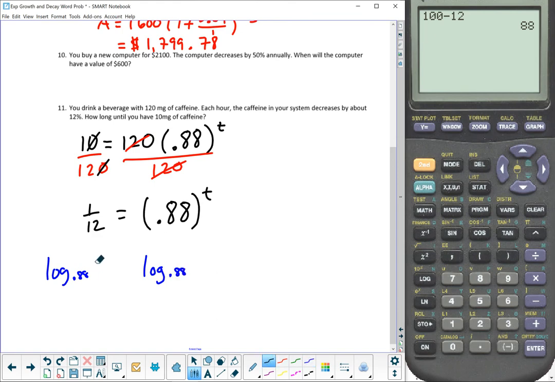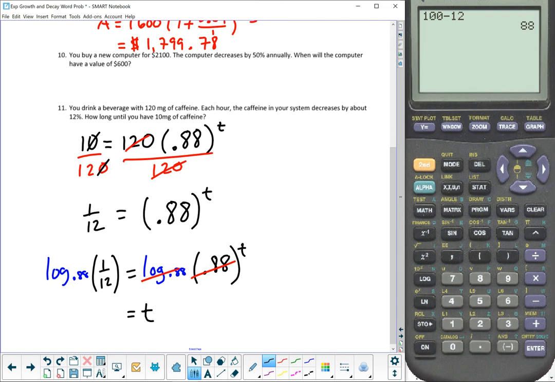Okay, so that's log base 0.88 of 1/12 is equal to log base 0.88 of 0.88 to the t power. And by doing that, I've managed to eliminate this, where you can say that the power of t comes to the front, and log base 0.88 of 0.88 is just 1, right? So either way you do it, you're going to end up with just t as your solution on the right-hand side.